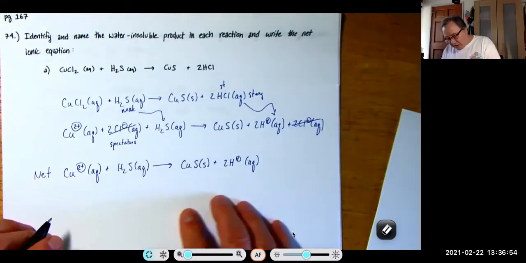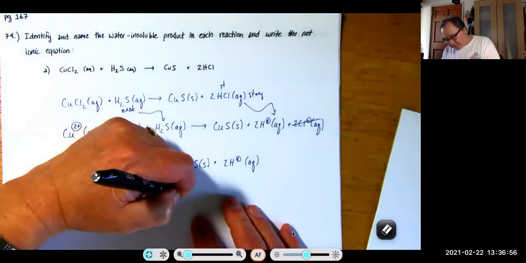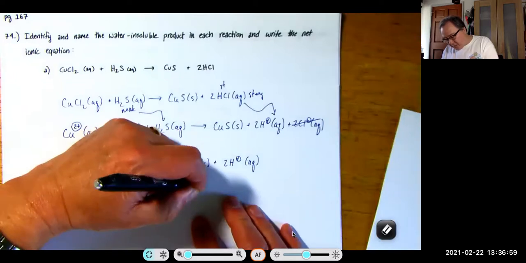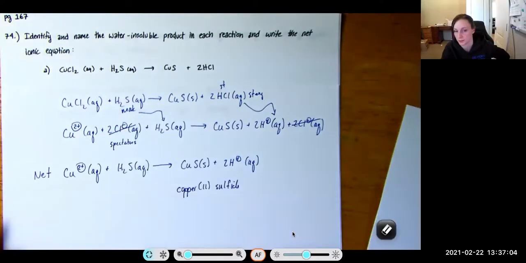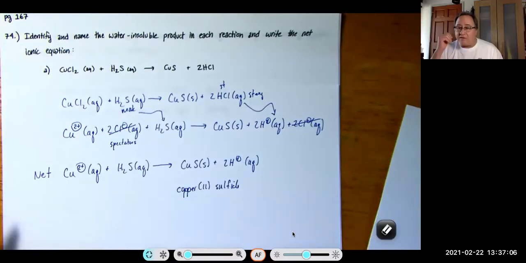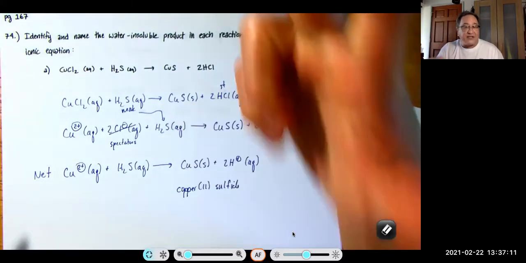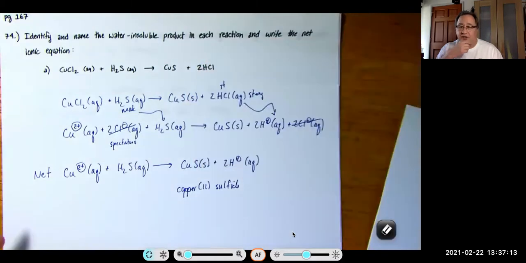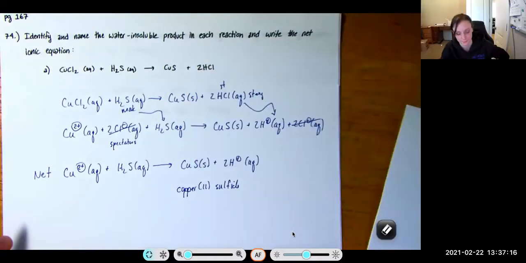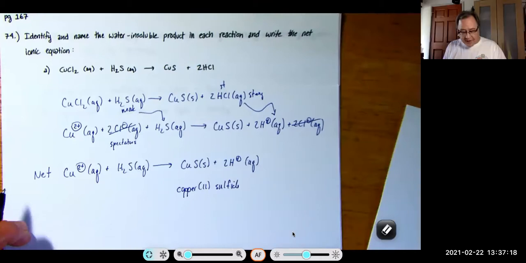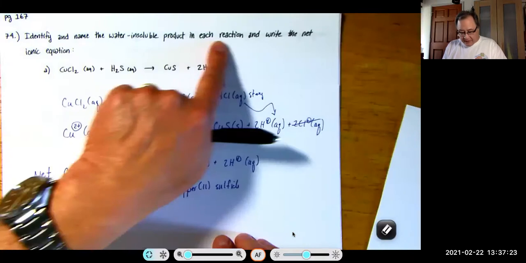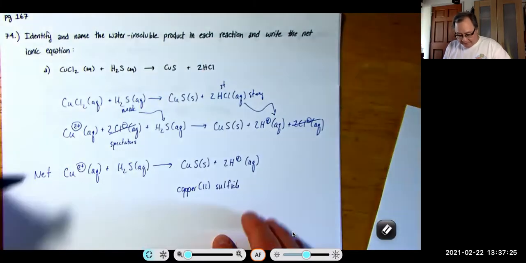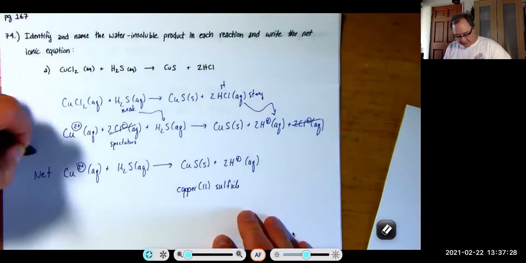Now, what do we call this? We call this copper 2 sulfide. Why do we have to write the 2 there? Because it has a positive 2 charge. Well, I was going to say because it's not 1A, it's not 2A, it's not 3A, it's not zinc, it's not silver. That's why we have to write the charge. Okay, so here's your answer. Identify and name the water insoluble product and write the net ionic equation. Here we've done both.